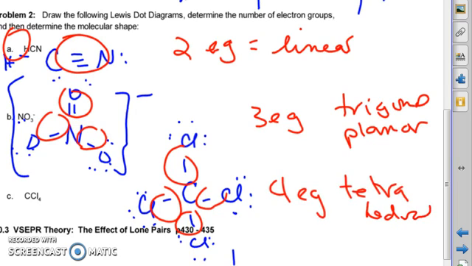Now, in the case of the nitrate ion, there is a resonance here. You could put your double bond on the top or on the left or on the right. That doesn't make any difference to the shape. That's it for 10.2. Stay tuned for 10.3.